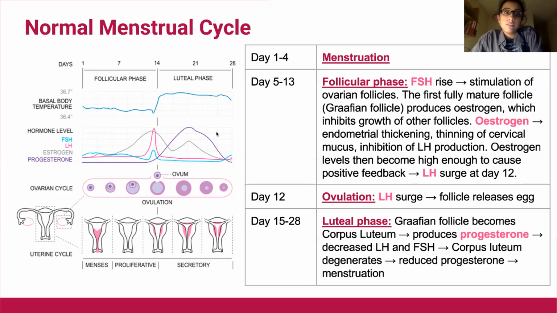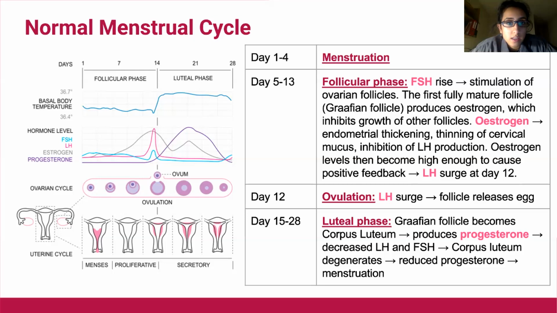Estrogen then has negative feedback on FSH and the LH rise, and it also causes the cervical mucus to become thinner, allowing easier access for sperm, and it also causes endometrial thickening and division of cells in the endometrium. Estrogen levels then become high enough to cause an LH surge via positive feedback, at approximately day 12, and this surge causes the rupture of the follicle, and it releases the egg into the peritoneal cavity, where it's swept by the fimbriae into the fallopian tubes.